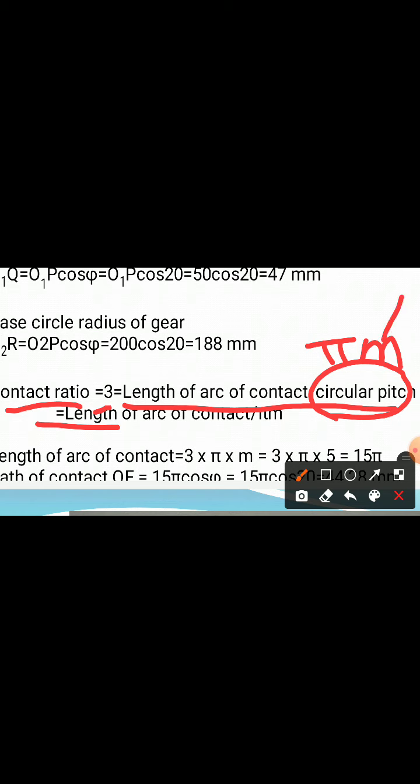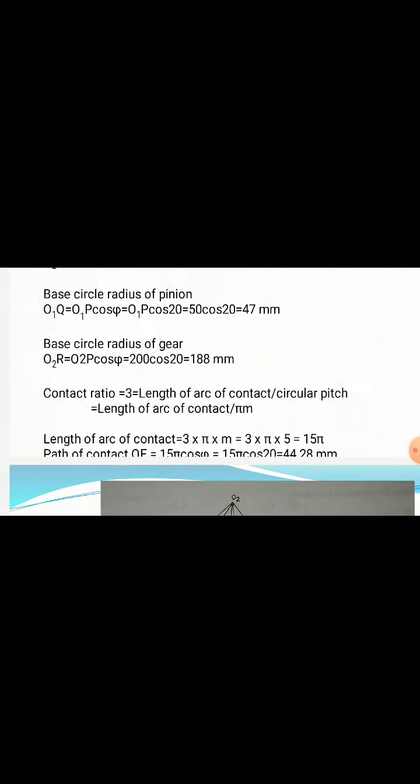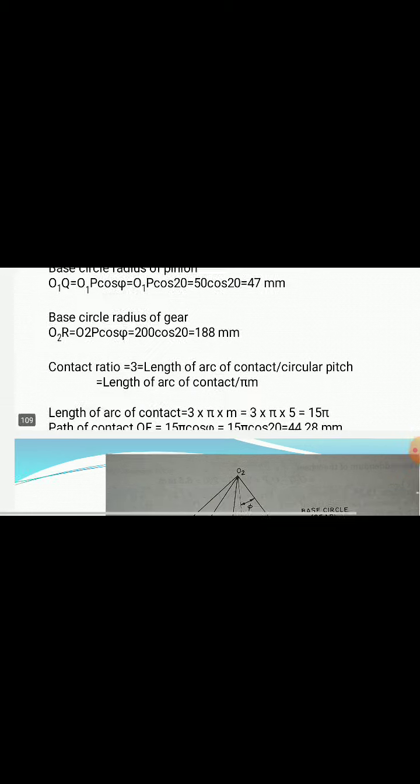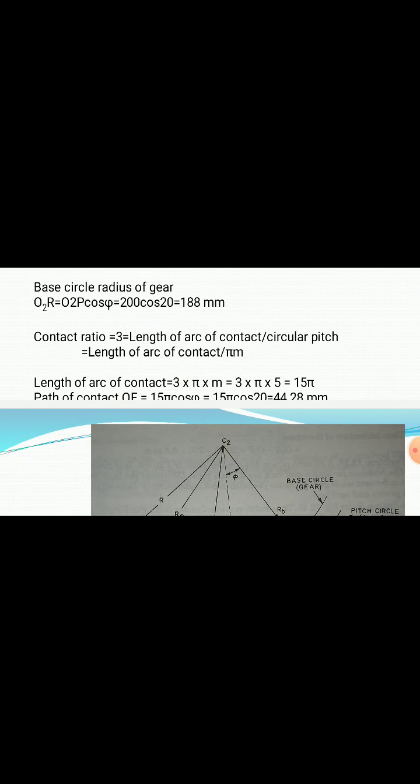So m value is known to you. So circular pitch is known to you. Now circular pitch is known to you, 3 values known to you. So in this formula the unknown quantity is the length of arc of contact. So we find out this length of arc of contact by using this formula, and with this length of arc of contact we put this, now here in this formula we put this path of contact.